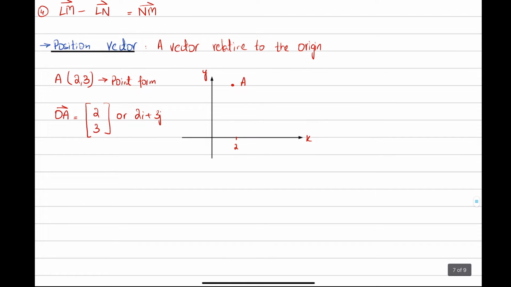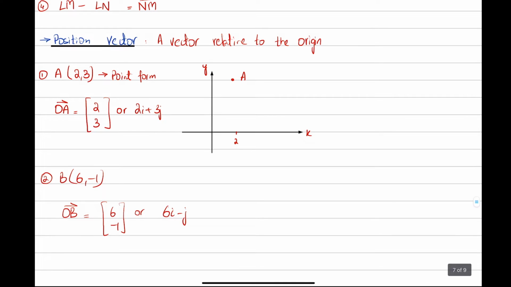Let's say you have a point P. This is example 1. Let's say you have a point P which has coordinates 6, minus 1. Now how will I write this as a position vector? OB equals 6 and minus 1, or I can write it as 6i minus j, depending on the question. So by looking at the question, you'll understand how we decide the way we want to write it.